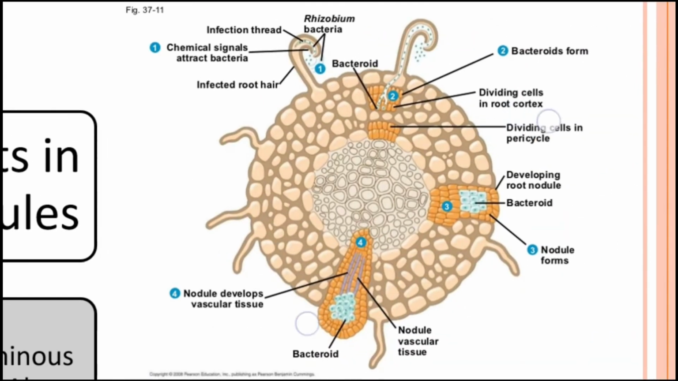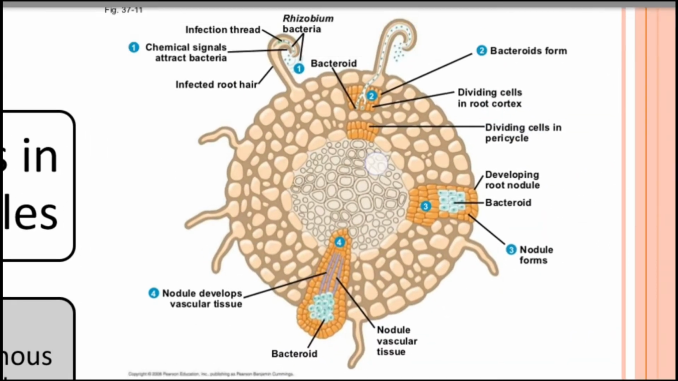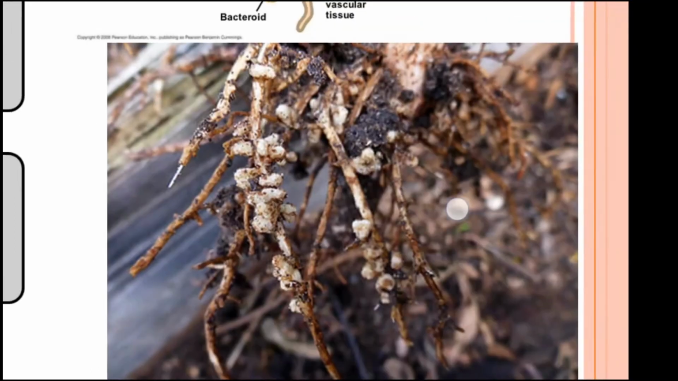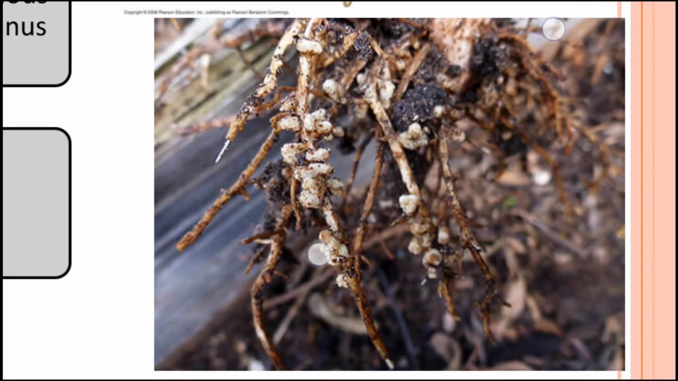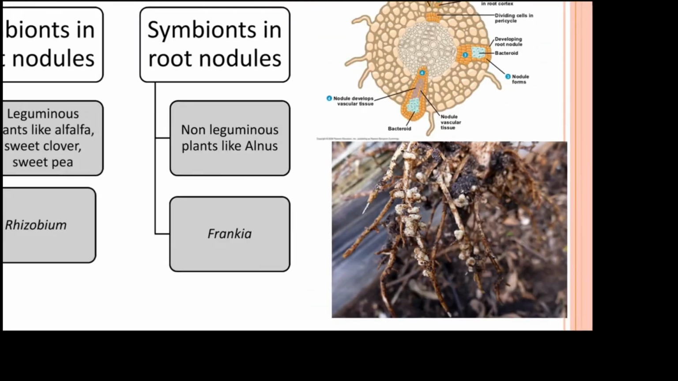Here you can see that the root nodule contains the Rhizobium bacteria. Also, here is a picture of roots, and on these are the root nodules, these white structures. Inside these you can find millions of Rhizobium bacteria.